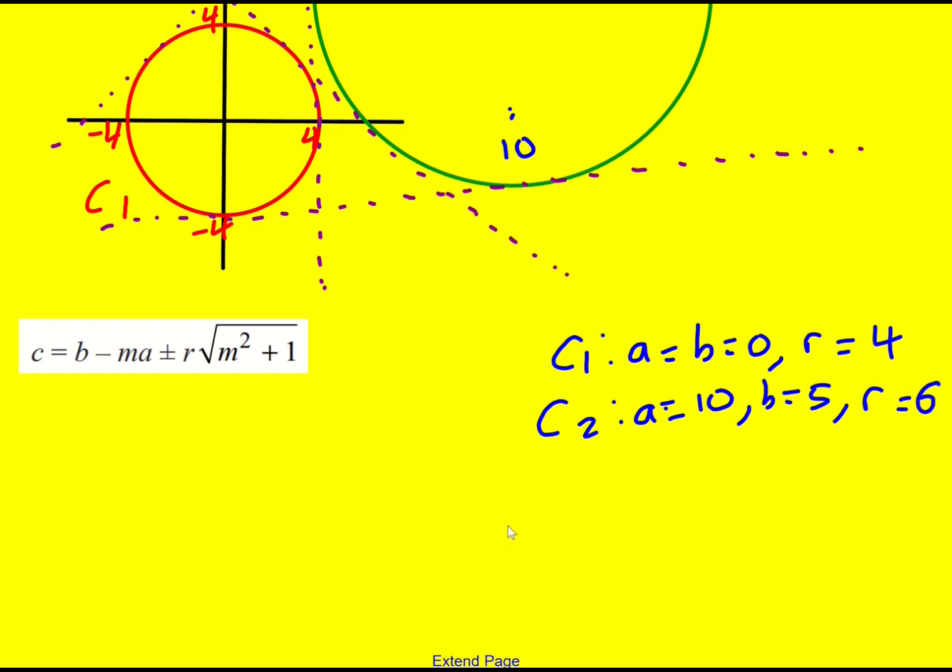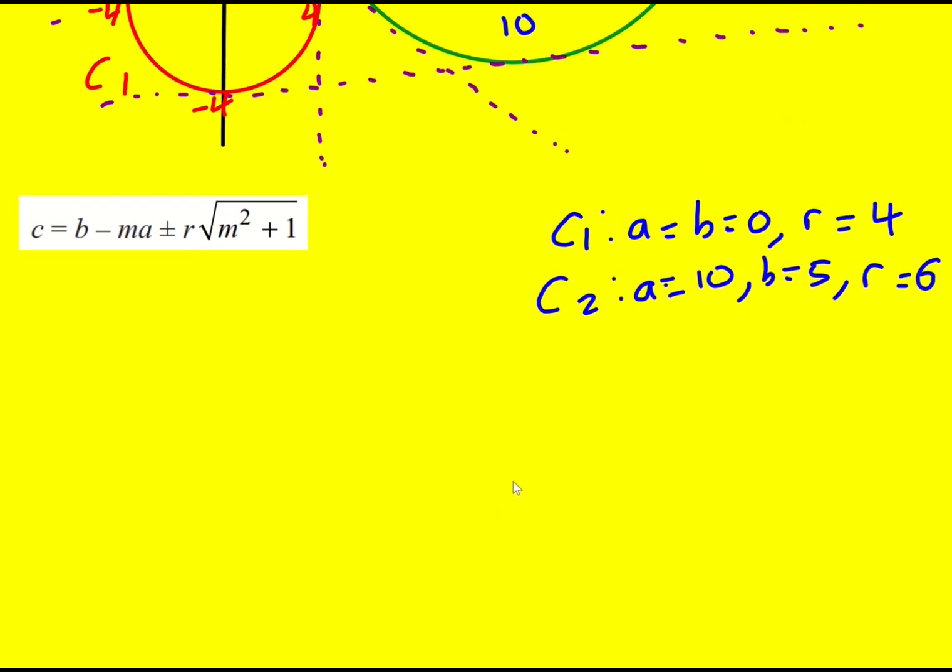And then we're interested in C, which is going to be the same for both, because it's a tangent to both. So C is going to be the same for both. And therefore I can write down for my first circle that, well, this is just going to become 0. So plus or minus 4 times the square root of m squared.